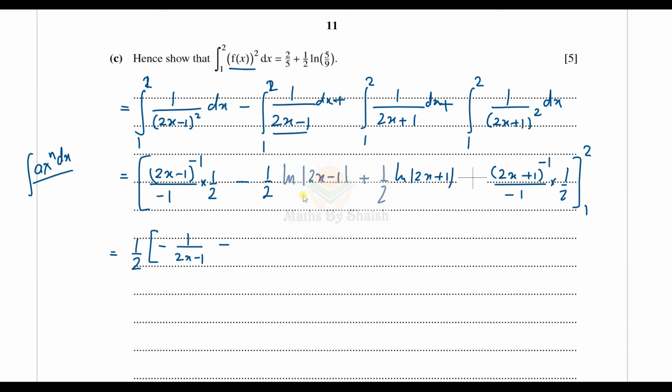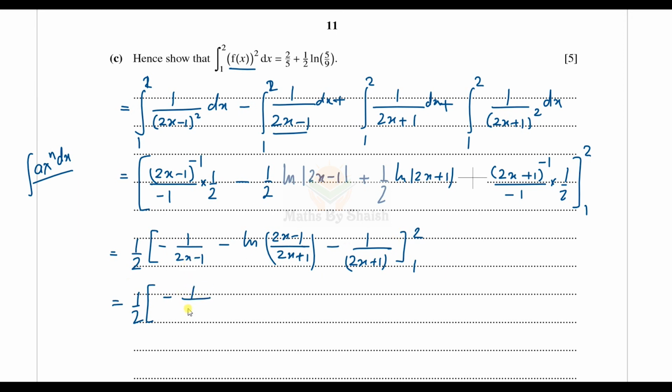So subtraction means division, so we can write ln (2x minus 1) upon (2x plus 1), and we can remove this modulus because we know that in 1 to 2 it is not going to be negative ever. So next is this minus minus plus, so plus, so it becomes 1 upon (2x plus 1) simply, and from 1 to 2.